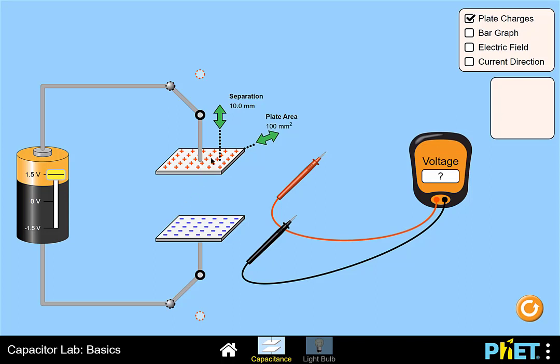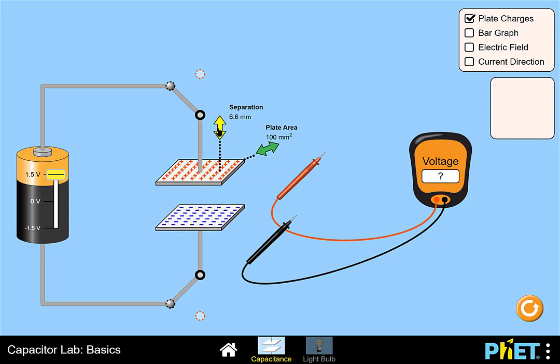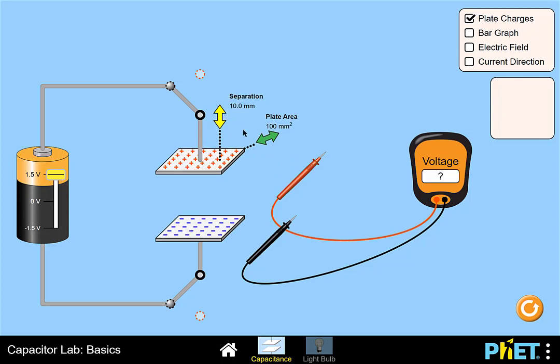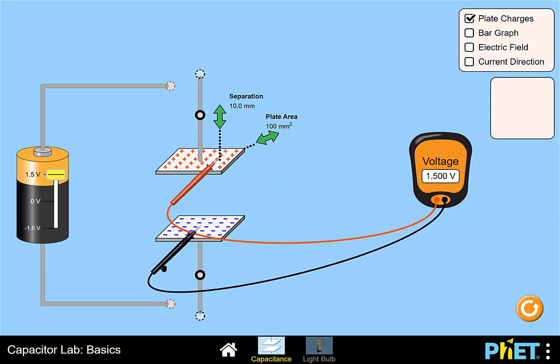Note that no current actually flows through the capacitor because of the insulator between it. If we decrease the separation of the plates, or make the plates bigger, we see that the capacitor is capable of storing more charge. If we now disconnect the capacitor from the battery, we see that it holds the charge, with opposite charges attracting, keeping them on the plates. And if we look at the voltage across the capacitor, we see that it's got the full battery voltage.